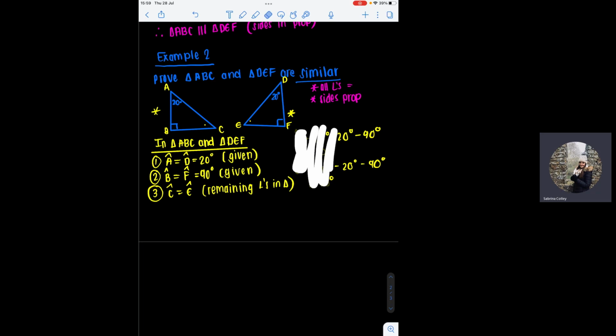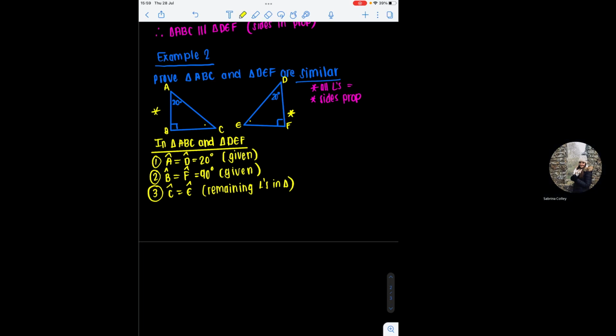Now I finish up my statement by saying, therefore, triangle ABC is similar to, so we use that symbol again. And now for this one, I need to make sure, if I said A first, I need to look at what angle A is similar to. It's equal to D, so D will come here. Then I look at B, B is with F, and I look at C, C is with E. So I make sure that if someone reads this, they know exactly which angles are actually equal to each other.